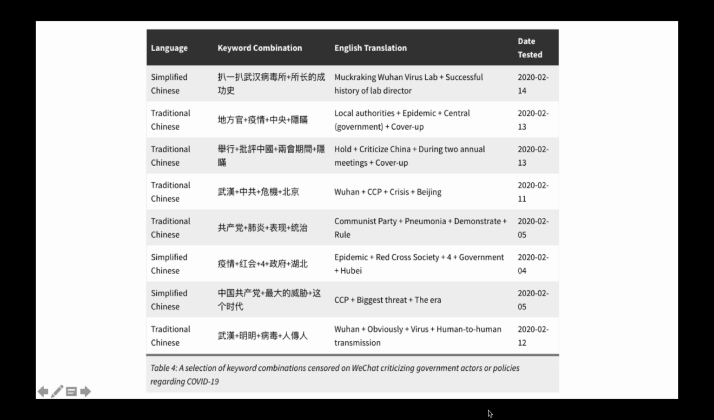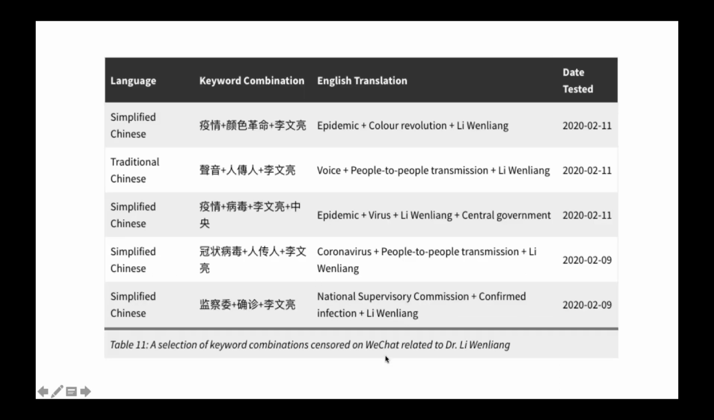This is on the one hand. You can see another slide about censorship. Again, immediately after the death of Dr. Li Wenliang, any references to epidemic color revolution. Now, color revolution refers to those democratic mobilizations that happened in Georgia and elsewhere a while ago. Or any reference to people-to-people transmission, which Dr. Li Wenliang had highlighted, and his voice, would be screened.